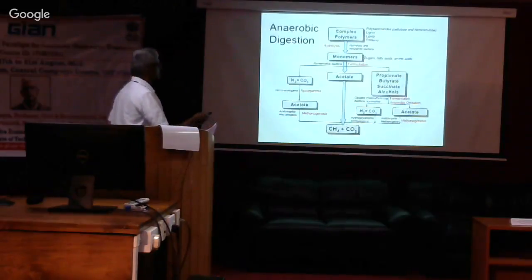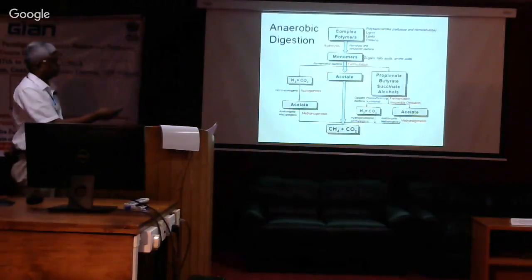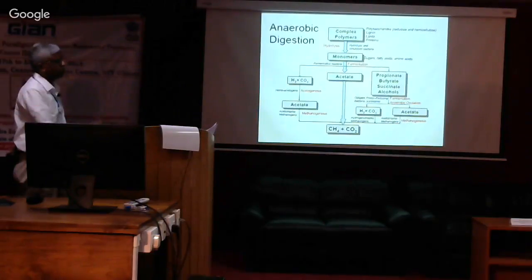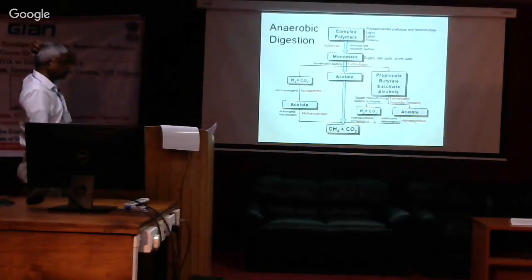If you start with the organic, that organic is typically in the form of a protein or fat or grease or oil or carbohydrate. So, these could be polysaccharides. Then we go through the process of hydrolysis, where we convert them into monomers. And then we have these three pathways. One is what we call the direct acetate pathway.